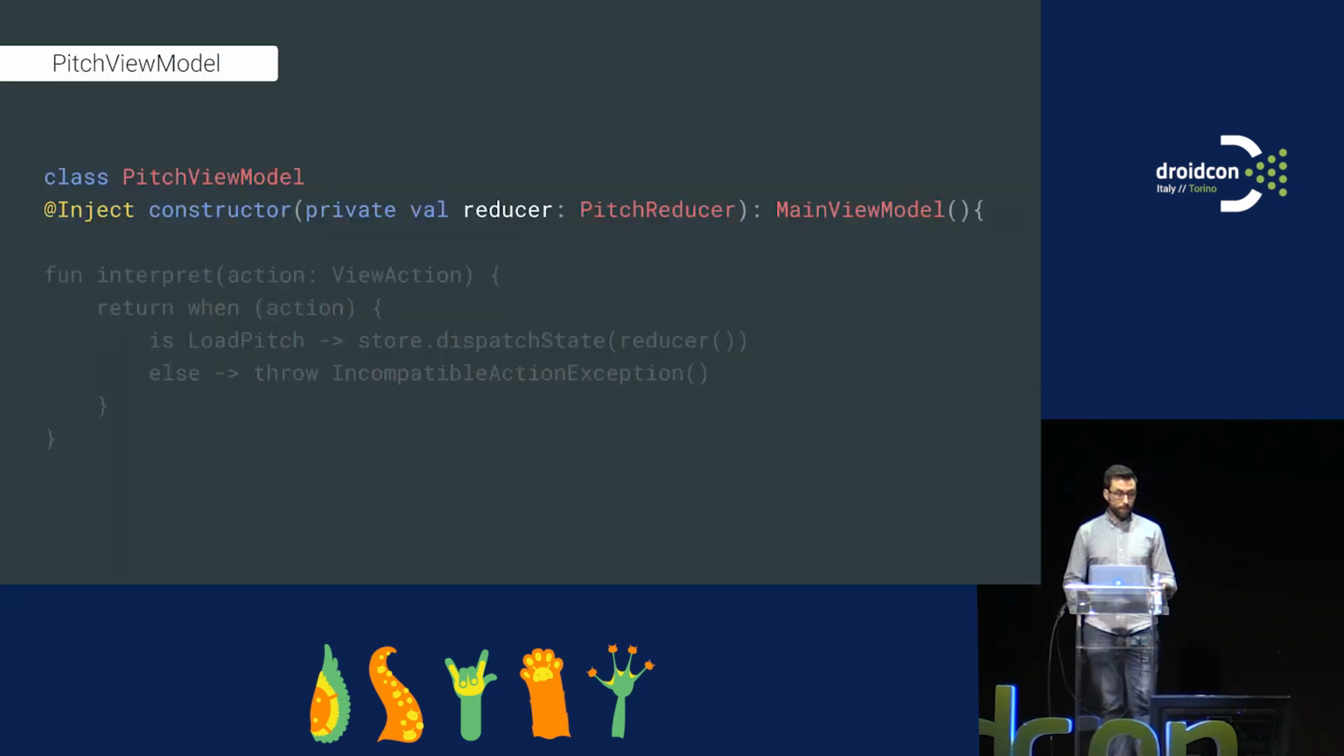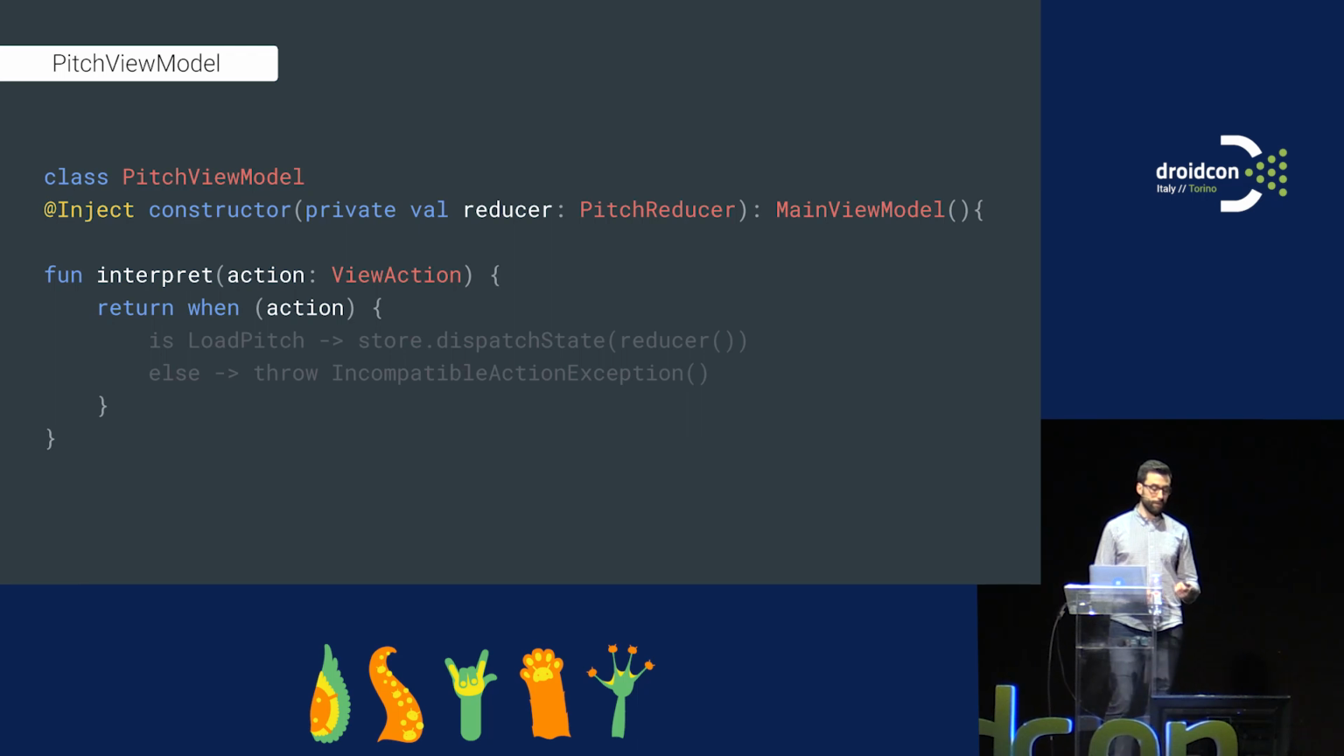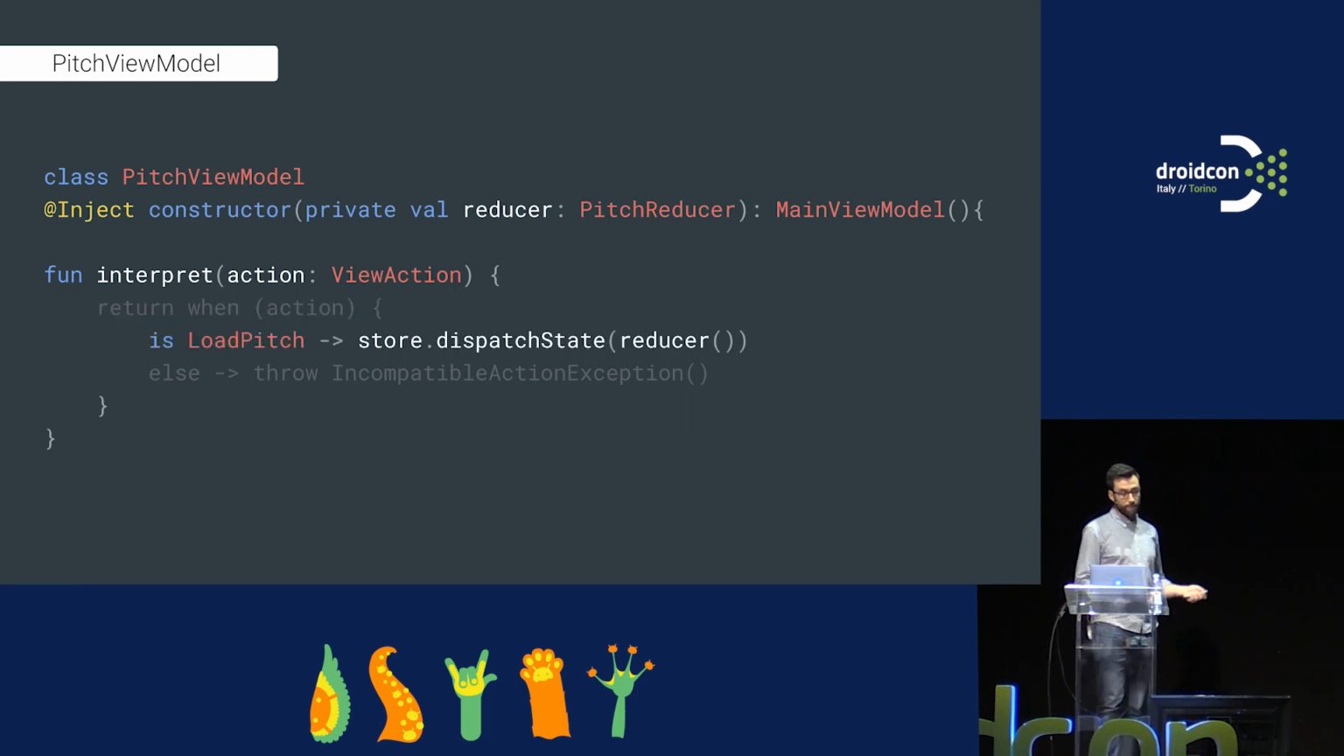The view model in this particular case has this reducer, and what we do is we interpret the action and we decide, based on the action that you're sending me, what am I going to do? If it's load page, which will be the initial action that we receive when we start the screen, we just call the store, we dispatch the new state in the form of the reducer.